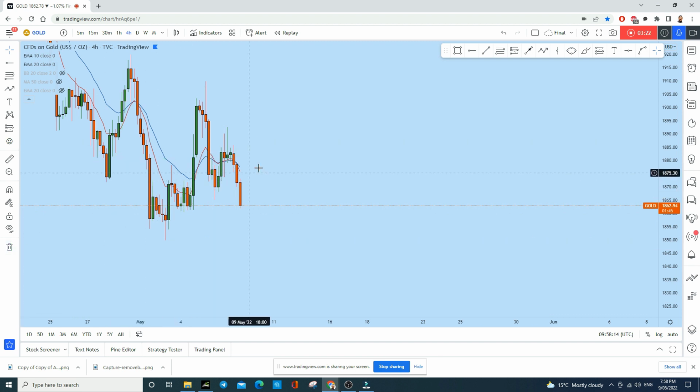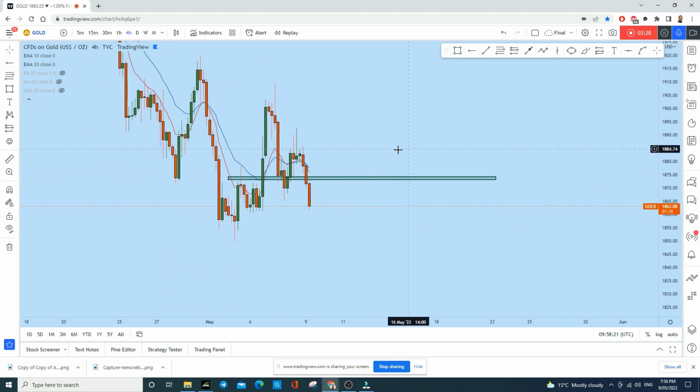Let's delete all of them. So what we see is that this is the nearest area of value where we can place a pending order with gold based on the price action confirmation.